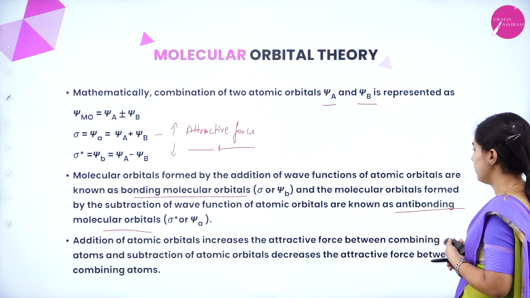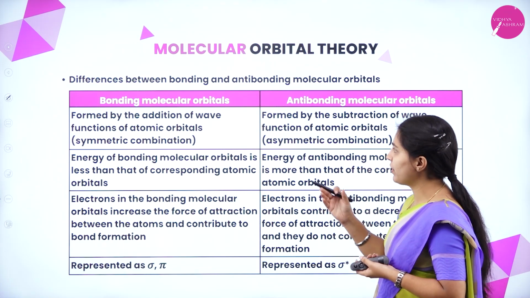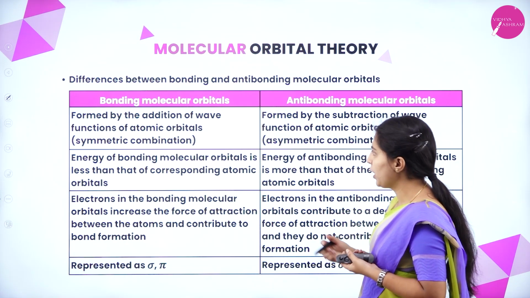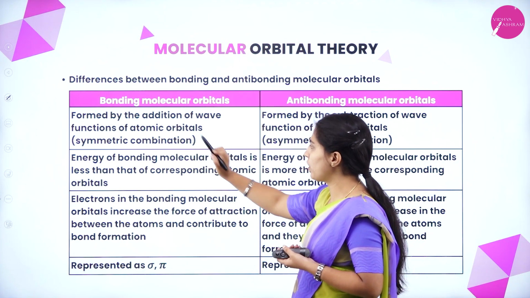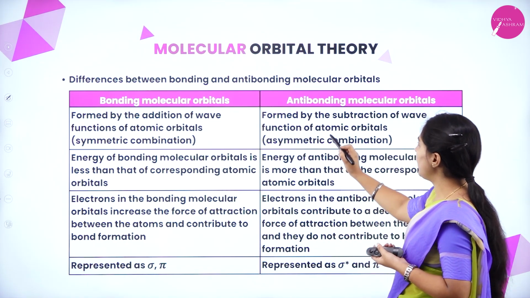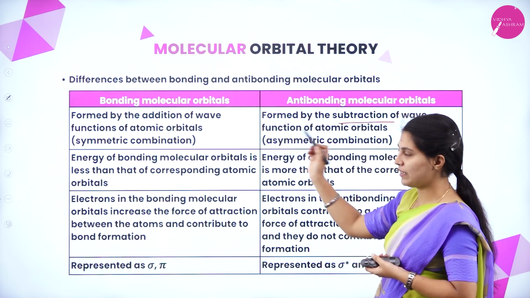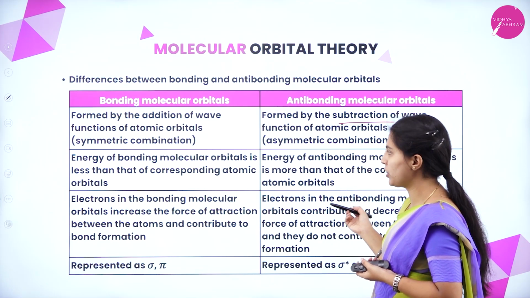Okay. Next one. What is the difference between bonding molecular orbitals and anti-bonding molecular orbitals? Bonding molecular orbitals are formed by the addition of wave functions of atomic orbitals. Anti-bonding molecular orbitals are formed by the subtraction of wave functions of atomic orbitals. That is, one is a symmetric combination and this one is an asymmetric combination.